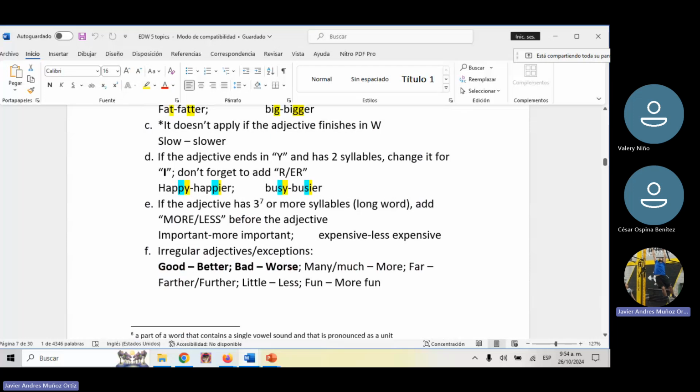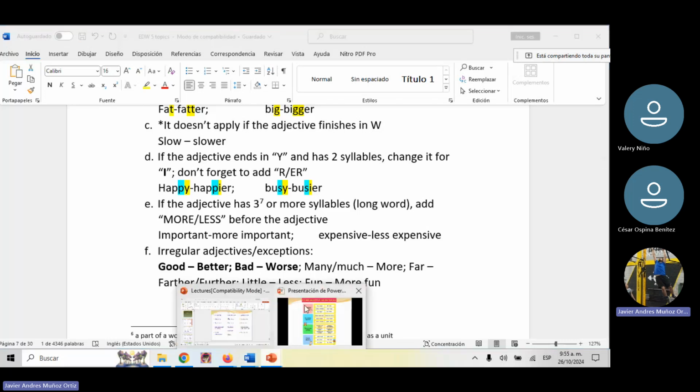And finally, last rule, we have some exceptions. And for the exceptions, it's better to learn them with practice. But I'm going to mention them. Good, bueno, better, mejor, the best, el mejor de todos. Bad, malo, worse, peor, the worst, el peor de todos. So I prefer to show you this.